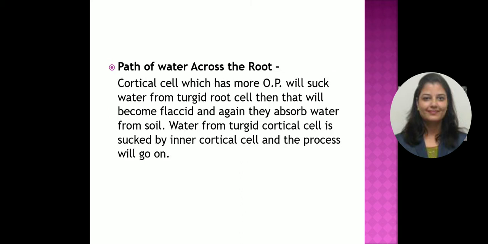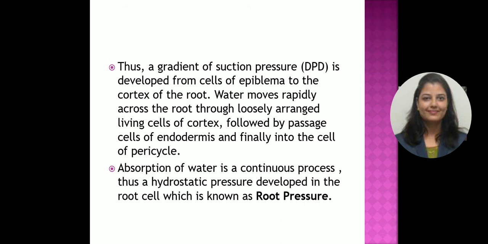Then what is the path of water across the roots? The cortical cell, which has more OP, meaning osmotic pressure, will suck water from turgid root cells. Then those will become flaccid and again absorb water from the soil. So water from a turgid cortical cell is sucked by the inner cortical cells and the process goes on. That is how the water will go up.